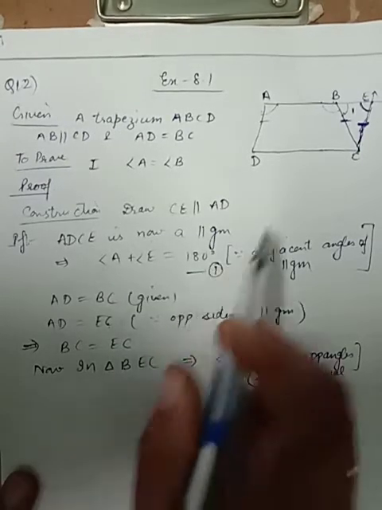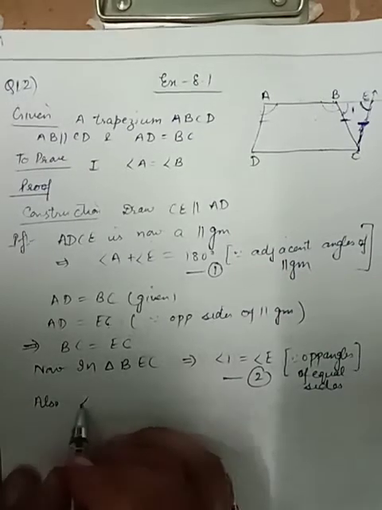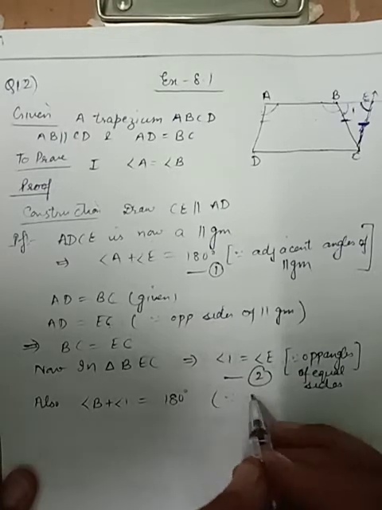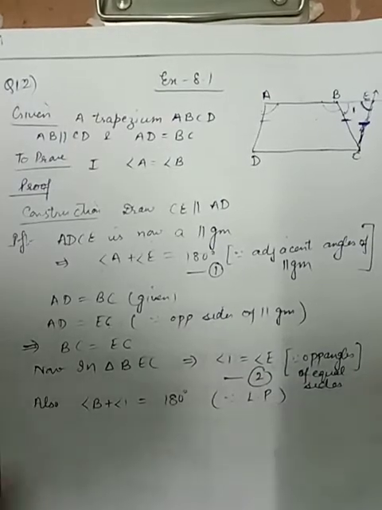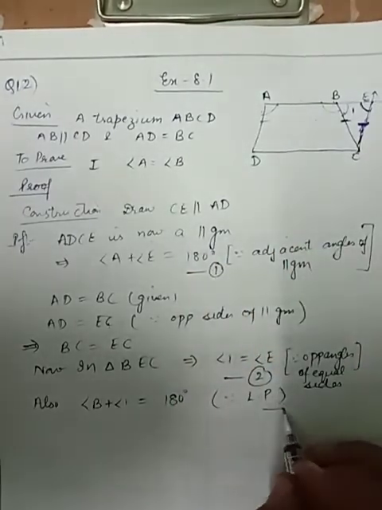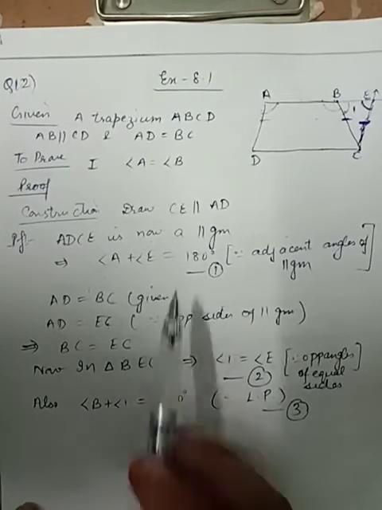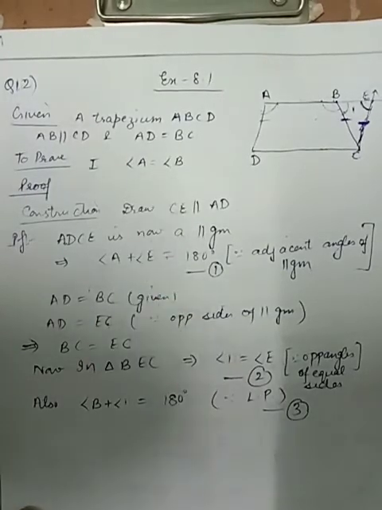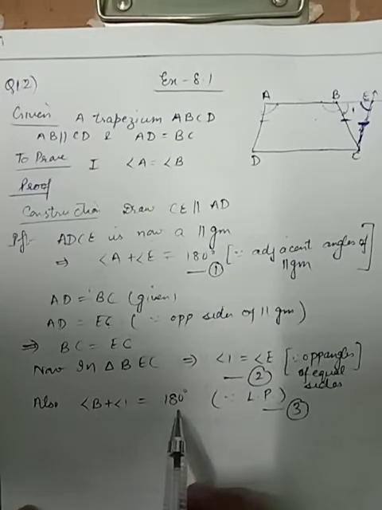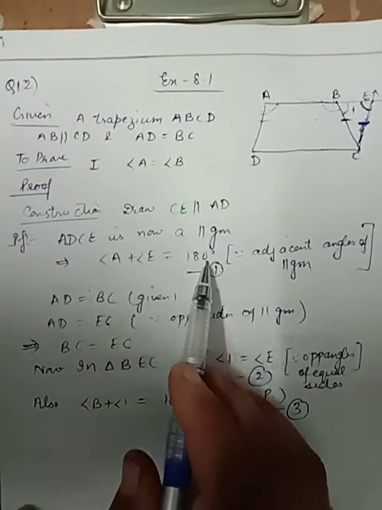Now, take the relation between B and 1. Also, angle B plus angle 1 is 180 degrees because of linear pair. Right? By linear pair, their sum is 180. Now, we have 3 equations with us. Now utilize these 3 equations and we will arrive at the first part. Angle B and angle 1 are 180 degrees, angle 1 is equal to angle E, and A plus E is 180 degrees.